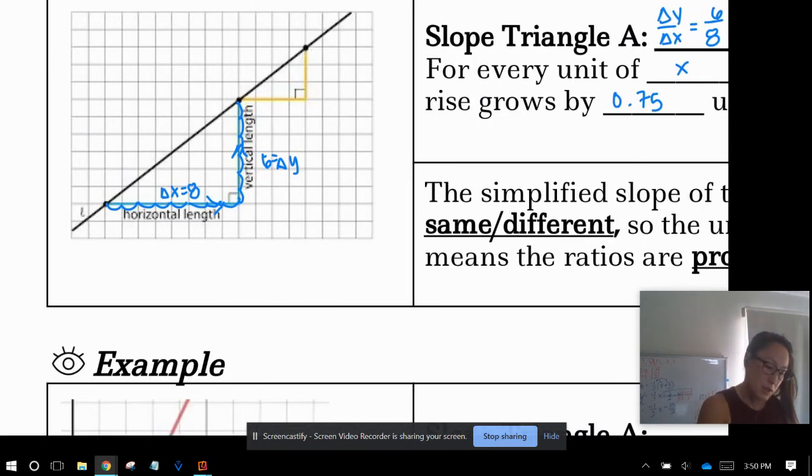I'll show you what that looks like: for every 1 unit of x, I go up 3/4 of a square.